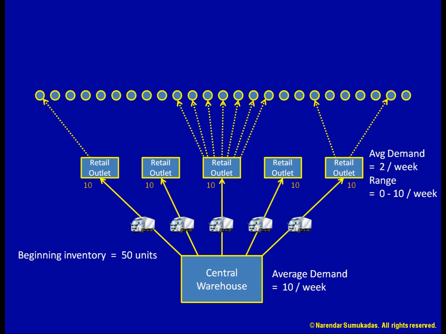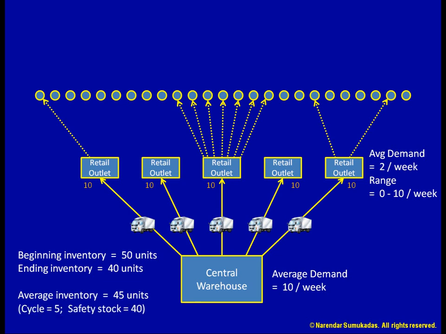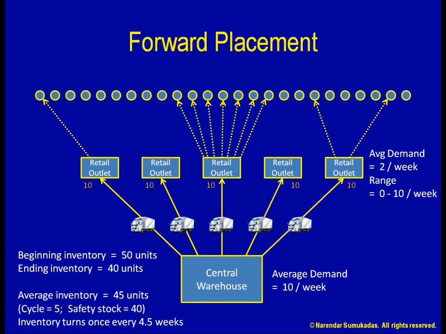Therefore, I start each week with 50 pairs of this SKU, sell 10 pairs, and end the week with 40 pairs. My average inventory is 45 pairs, out of which cycle inventory is 5 pairs and safety stock is 40 pairs. My inventory turns over once every 4.5 weeks. This kind of arrangement is called forward placement. The bulk of my inventory is placed close to my end customers at a downstream point in my supply chain.